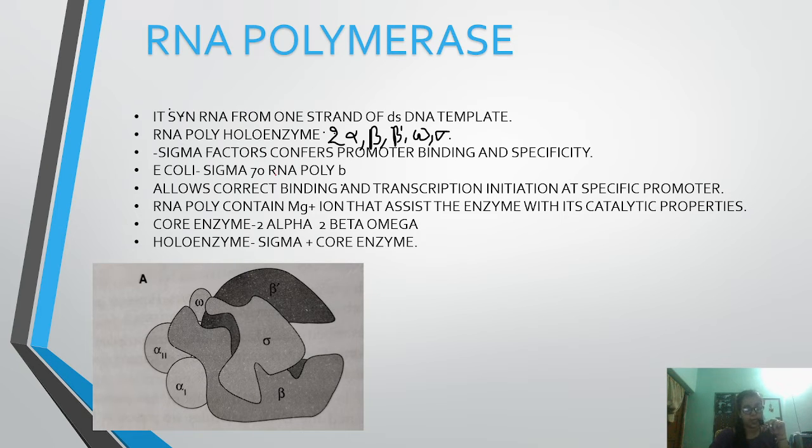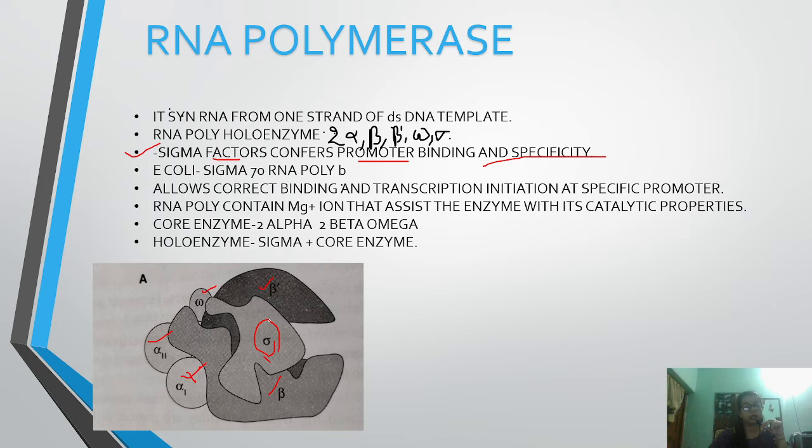One more important thing is that the RNA polymerase consists of a holoenzyme. What is a holoenzyme? It consists of one core enzyme plus certain subunits: 2 alpha, you can see alpha 1, alpha 2, next beta prime, beta, 2 beta, and 1 omega. This all forms the holoenzyme, and one sigma factor. This is the main factor for the initiation of the transcription process. The sigma factor confers promoter binding and specificity. This is very, very important. So the RNA polymerase holoenzyme consists of 2 alpha, 2 beta, omega, and a sigma.